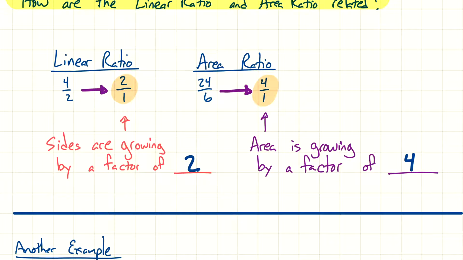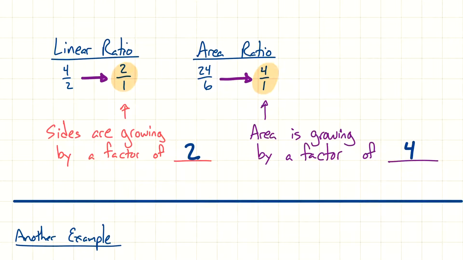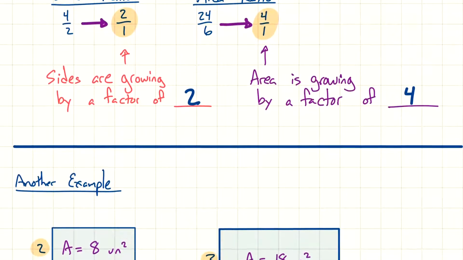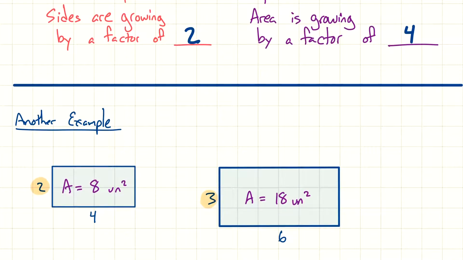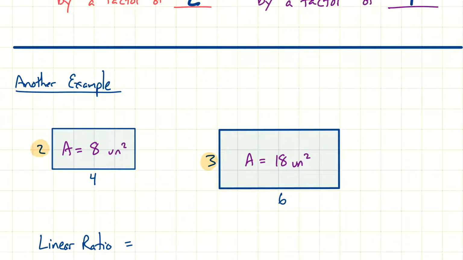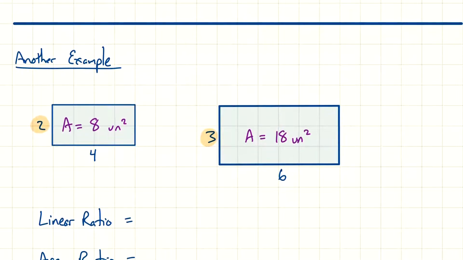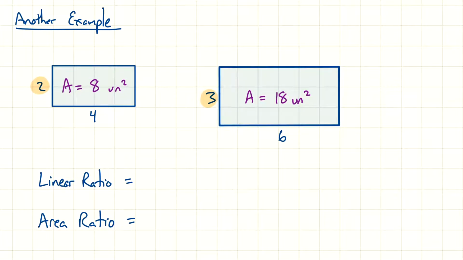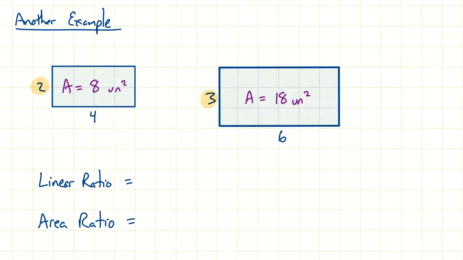Well, let's look at another example. Here's a similar problem. I've just changed the size of the rectangle. I'm trying to stay with simpler shapes for right now. I've given us more information, but now that you've already been prepped, let's look at creating a linear ratio and an area ratio, so we could look closely at how they are related to each other.